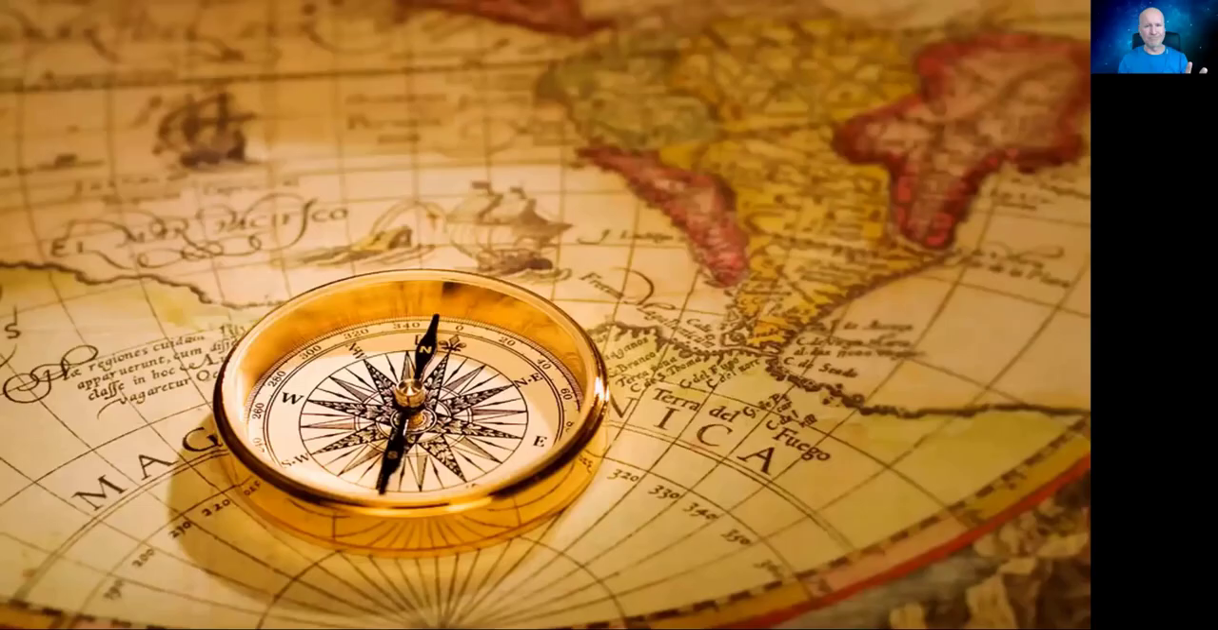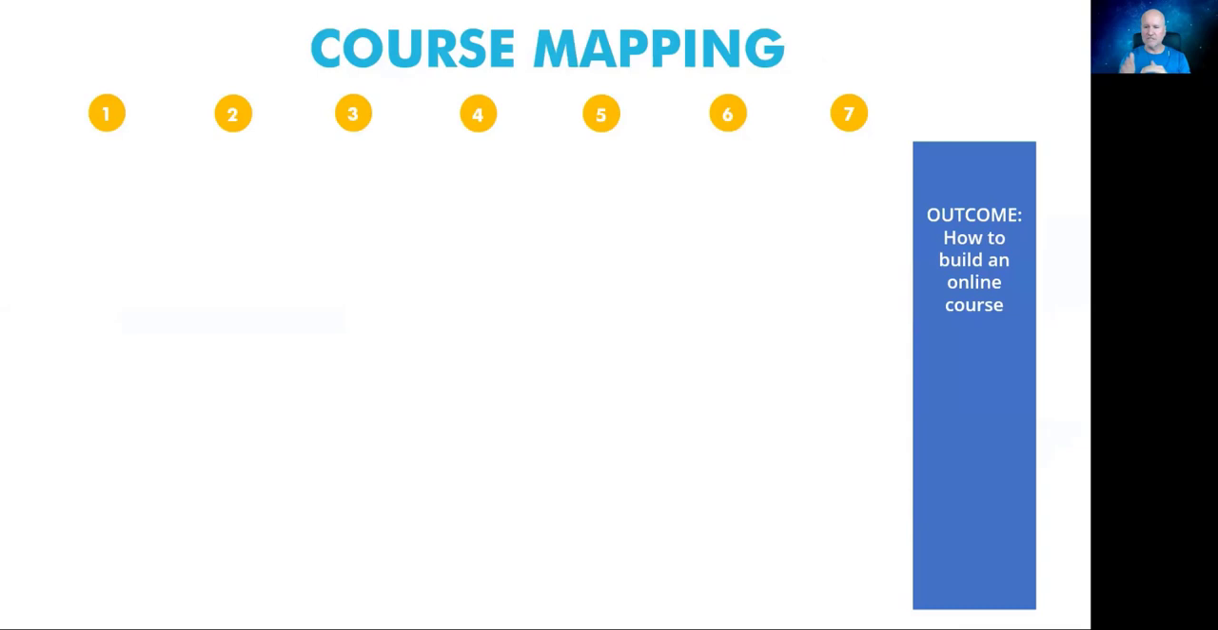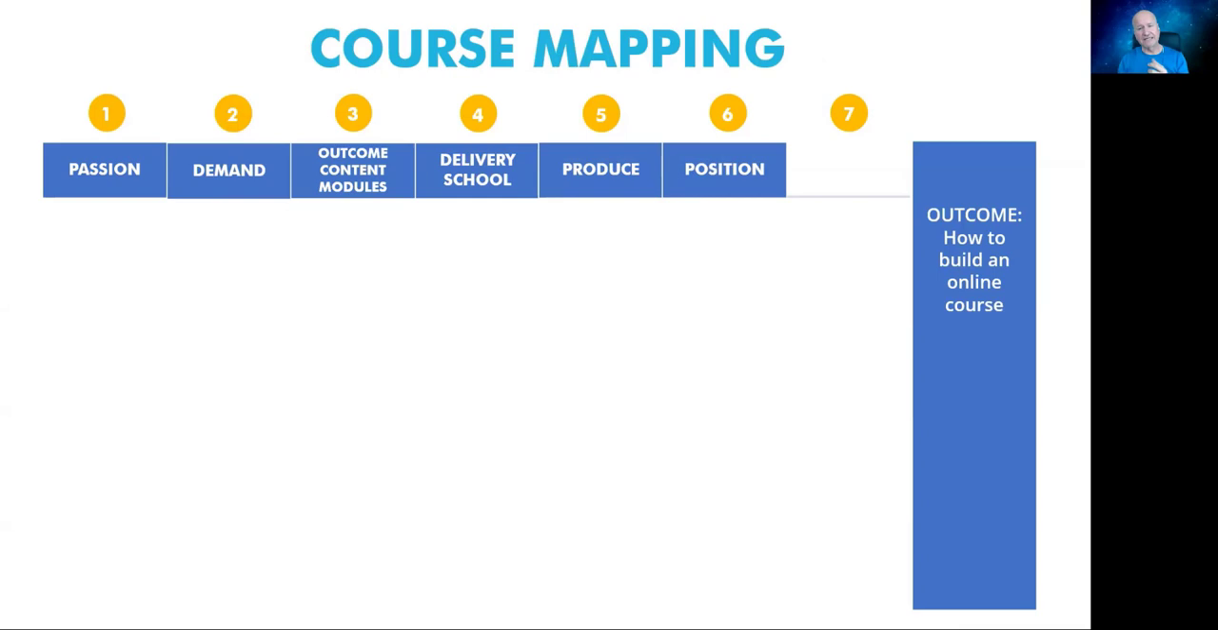So a brilliant course always starts with a brilliant map, and this is how you do it. When we were building this particular course, we started with the outcome. The outcome was how to build an online course. Very simple outcome. Then we thought, how are we going to get a person to do this? We started brainstorming, and with those ideas, we started putting them into a sequence. And what you're about to see is exactly that. So what we have been sharing is exactly that, up to the point of outcome, content, and modules. These are the modules.